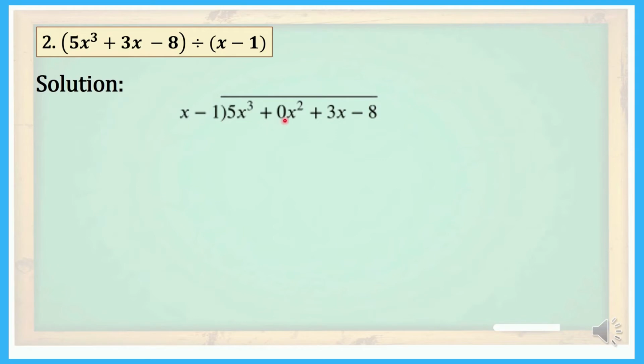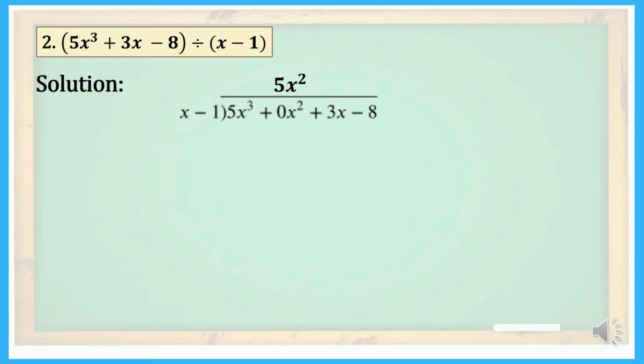So how did we get 0x squared? Since in the given problem we do not have an x squared, just put 0x squared to complete the sequence of our dividend so that it is easy for us to divide the polynomial. Again, just like in example number 1, divide the first term of the dividend by the first term of our divisor. So 5x cubed divided by x is 5x squared.